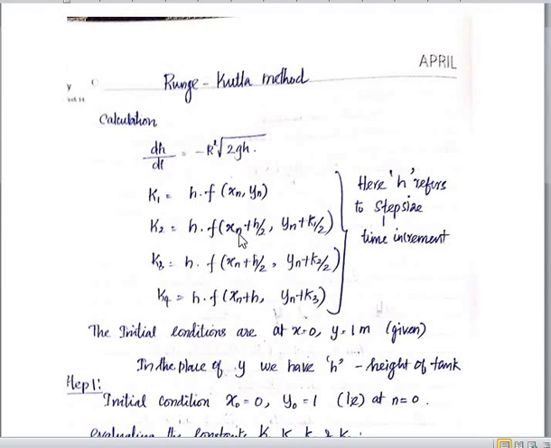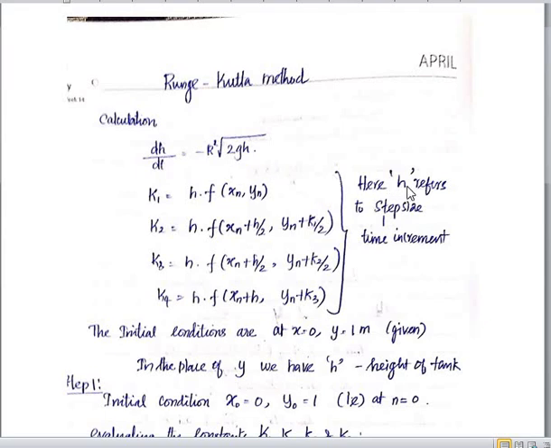In this lecture, I am presenting the step-by-step procedure of finding the solution to an ordinary differential equation using the Runge-Kutta method. So here is the problem statement. You can see dh/dt is equal to minus r squared root of 2gh.